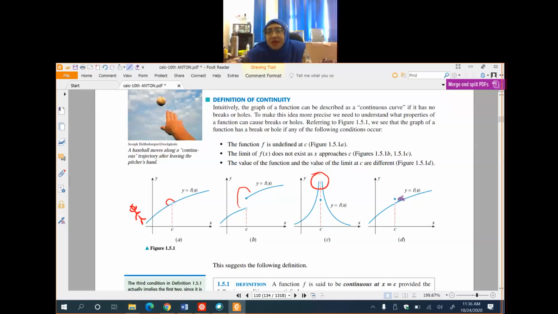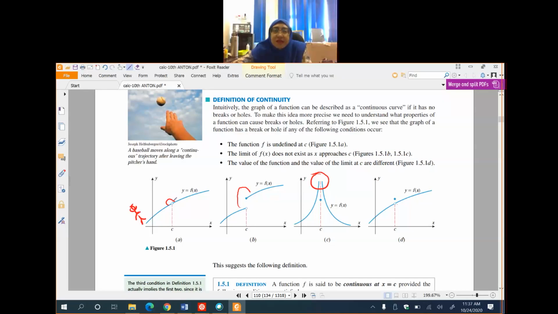For this one as well, there are hollow dots here, and this is a full dot. So for the definition, mathematically, for the first figure, the function f is undefined at c. That's why we have a hollow dot.